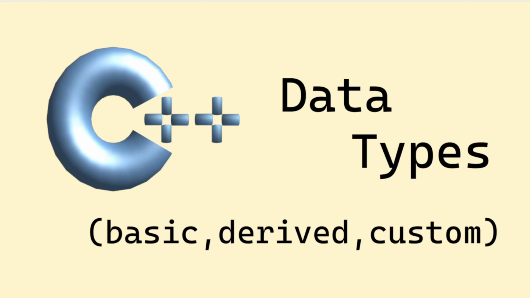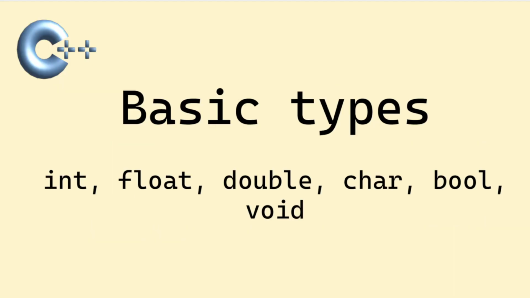Data types in C++. Data or values in C++ can be represented or viewed by the program as basic types, derived types, or custom types. Basic types are the types that come with the compiler itself, such as integer, floating point, double, character, bool, and void.